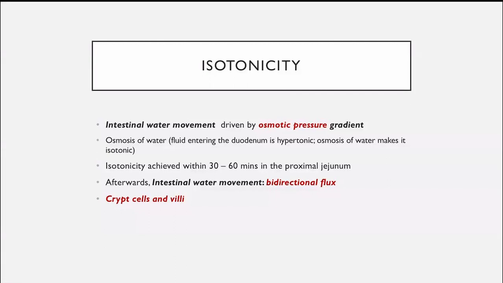Initially, the intestinal water movement is driven by osmotic pressure gradients, and the fluid that is entering the duodenum is very hypertonic, meaning there's very little water inside the chyme. So water moves from the blood into the lumen. Now, the fluid could also be hypotonic, and the reverse happens.